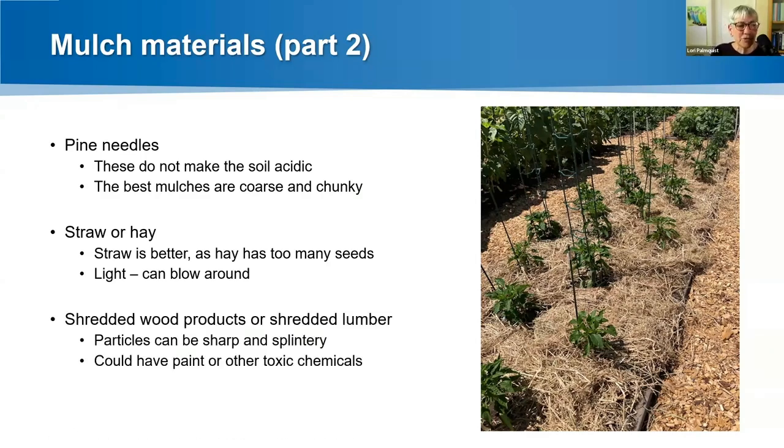Shredded wood products or shredded lumber. Now, you see this a lot offered in bags of mulch and also in bulk. It's often construction lumber that has been chipped down, shredded. So the particles can be sharp and splintery, and they could have toxic chemicals on it because it's construction waste. A lot of times they use pallets for these.